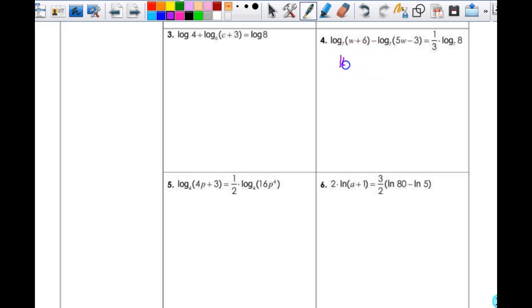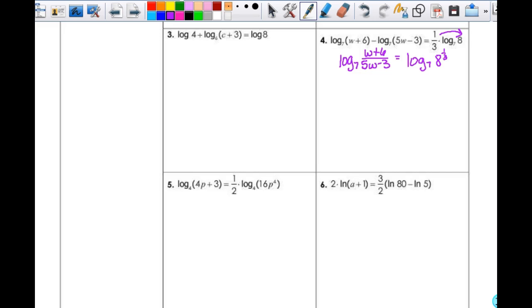No, it's a single log base 7 of w plus 6 over 5w minus 3. It doesn't become log over log. Okay, so it turns into a single log. Equals, and then this 1/3, what does it do? Becomes a power, right? So this is going to be log base 7 of 8 to the 1/3 power. Okay, everybody good with all that? Any questions? So we have a single log on both sides.